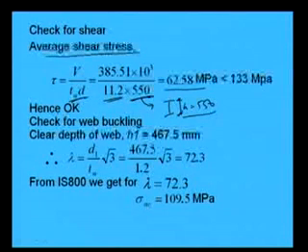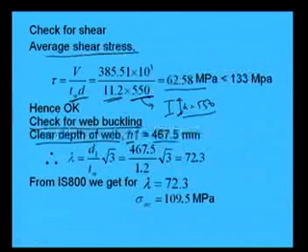Now we will go for the check for buckling. As we know, clear depth of web H1 will be 467.5. So lambda we can find out as d1 by tw into root 3, as per the formula from IS code. We know lambda will be d1 by tw into root 3. So d1 is 467.5 by tw 11.2 into root 3. So we are going to get 72.3.